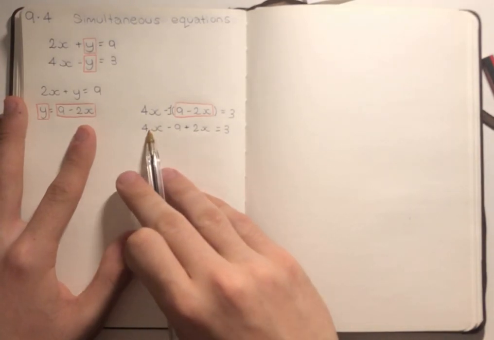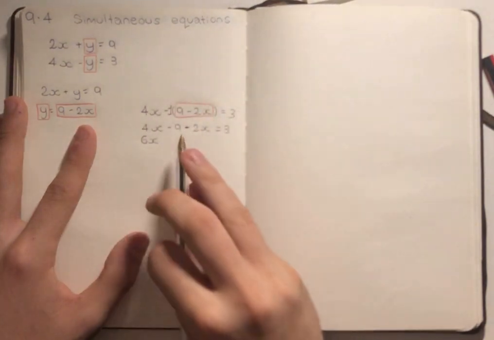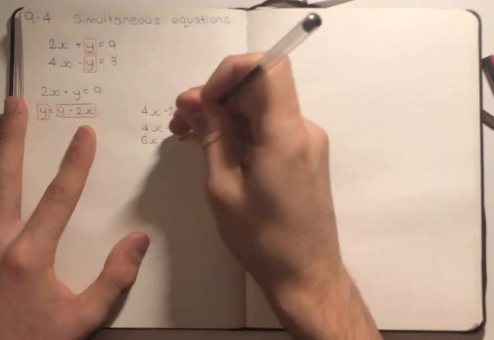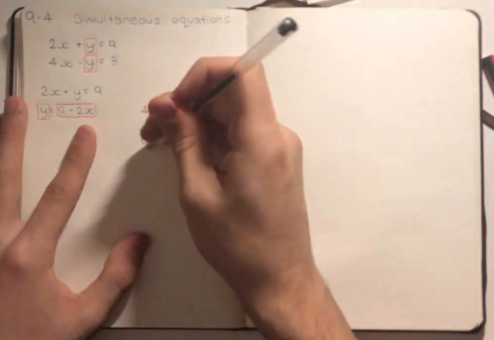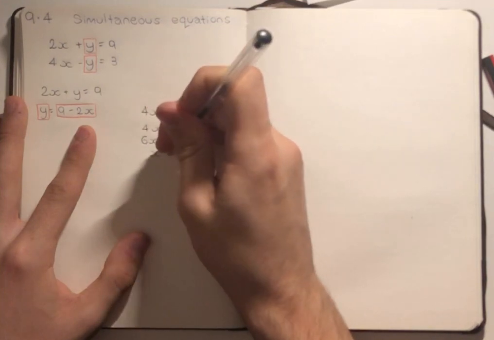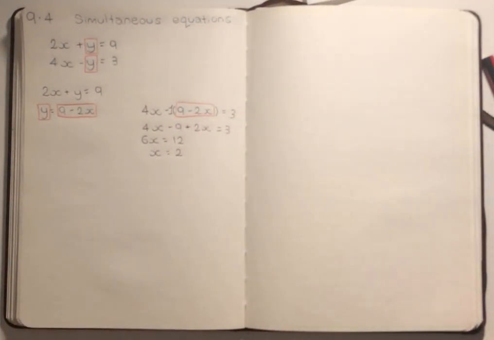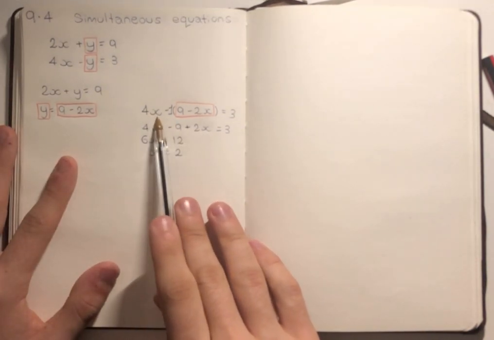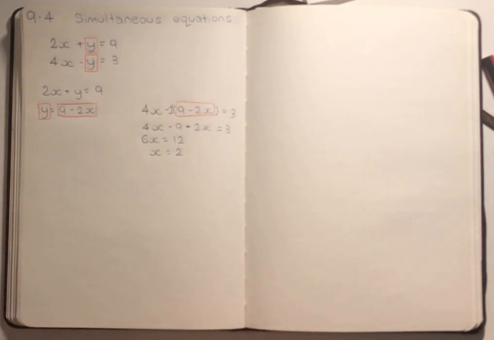Now, of course, 4x plus 2x is equal to 6x, and then we can add 9 to both sides. 6x is equal to 12. Of course, we can just divide both sides by 6. x is equal to 2. Do you see how we only have one variable in here, and therefore we can solve it?